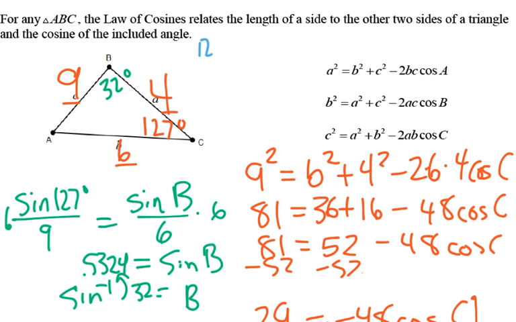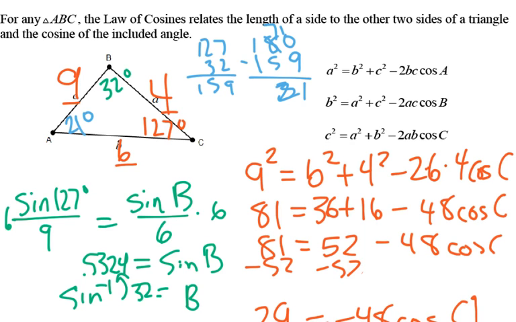Then I go 127 plus 32 to get 159, subtract it from 180, and we get 21. Yep. So 21 degrees for A.